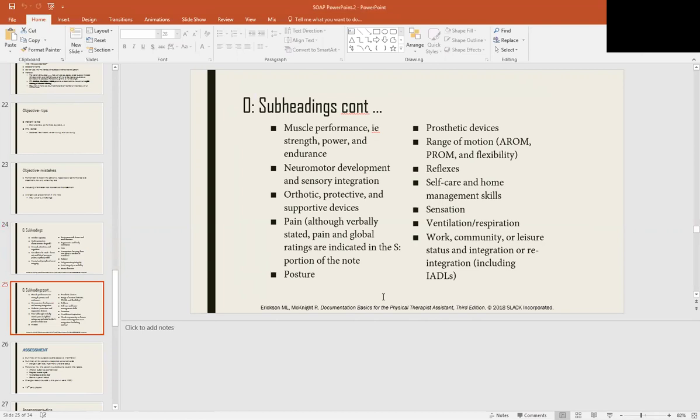at the beginning of their session, it's in the subjective portion of the note: their posture, any prosthetic devices, their range of motion, reflexes, self-care and home management skills, sensation, ventilation, respiration, work, community, leisure status, or integration, including IADLs. So those are the subheadings that you can use for the objective part of your note. And in some EMR systems, they might already have these subheadings, and you just go in and fill the information in by each of them.